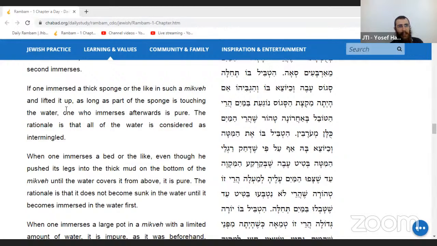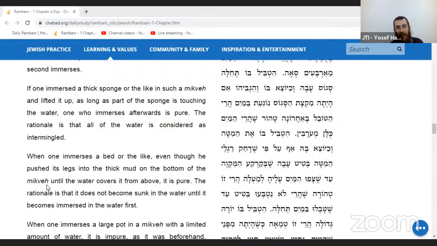Back to the text. If one immersed a thick sponge or the like in such a mikveh and lifted it up, as long as part of the sponge is still in the water, touching the water, then a person who immerses afterwards is pure because the water that's in the sponge is still considered present. But when one immerses a bed or the like, even though he pushes its legs into the thick mud at the bottom of the mikveh, so the mikveh is not tall enough for the bed.